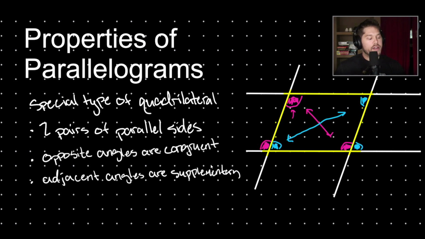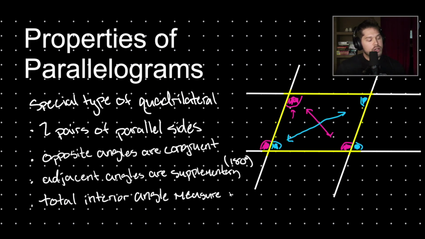And a friendly reminder that supplementary means they sum to be 180 degrees. And because we have two pairs of supplementary angles within our figure, we know that our total interior angle measure is going to be equal to what? It's going to be equal to 360 degrees. Okay, so these are some properties that unfold just from having a pair of parallel lines.